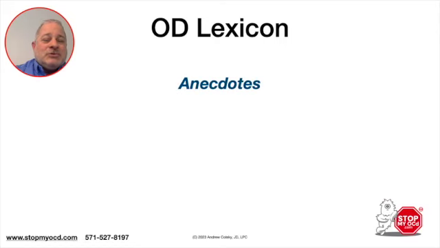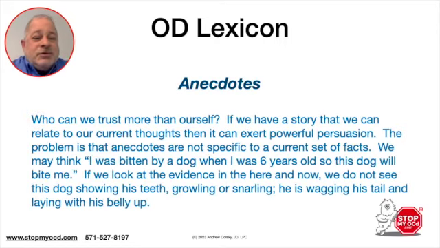Next, anecdotes. So who can we trust more than ourselves? If we have a story that we can relate to our current thoughts, then it can exert powerful persuasion. The problem is that anecdotes are not specific to a current set of facts. We may think, I was bitten by a dog when I was 6 years old, so this dog will bite me. But if we look at the evidence in the here and now, we don't see this dog showing his teeth, growling, or snarling. He's actually wagging his tail and laying with his belly up. Not really a dog that's going to bite us.